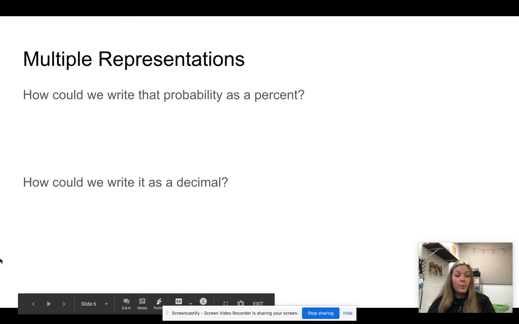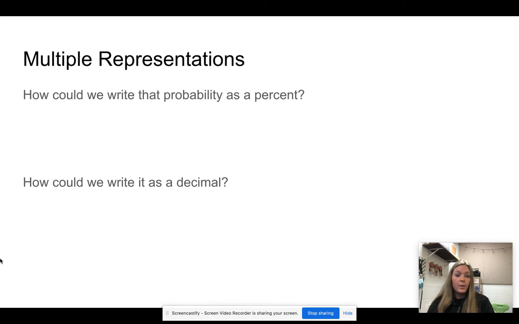So probability can be written in multiple ways. It can be written as a fraction, like we just found. It can also be written as a percent and as a decimal. So how could we write the fraction as a percent?